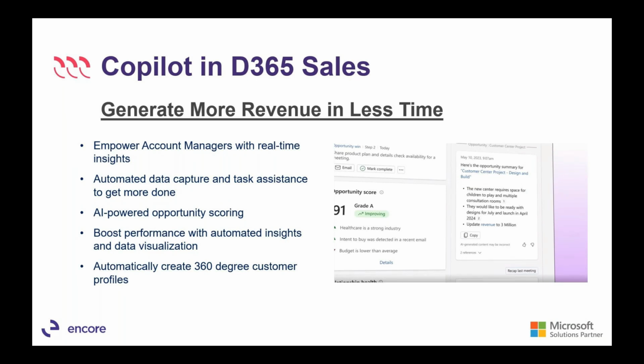I'm switching over to Copilot in D365 Sales. And Copilot in Sales works much like it does in Business Central. It's built into the enterprise and premium licenses, and the virtual assistant's always there to help, just like in Business Central. Using Copilot, your sales team can focus on the big picture while Copilot takes care of the details. It can empower account managers by giving them real-time insights right when they need it. It can capture data automatically to minimize data entry. AI-powered opportunity scoring can help them focus on the right opportunities, and it can boost performance with automated insights, data visualizations, and a 360-degree customer profile.